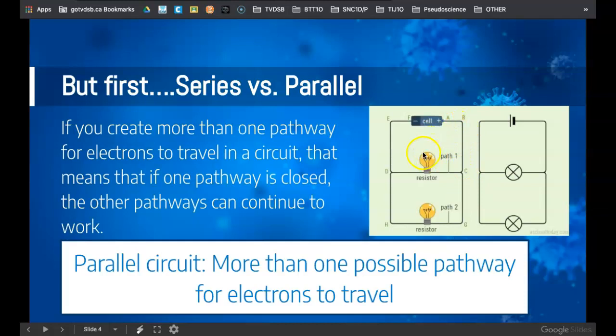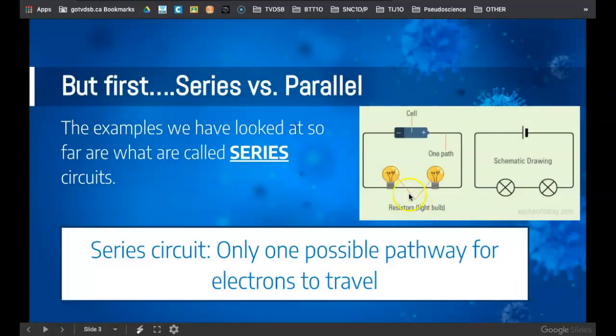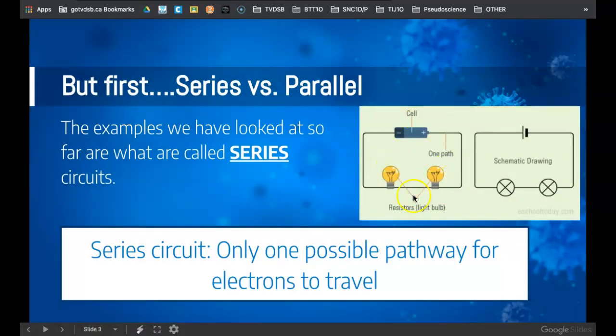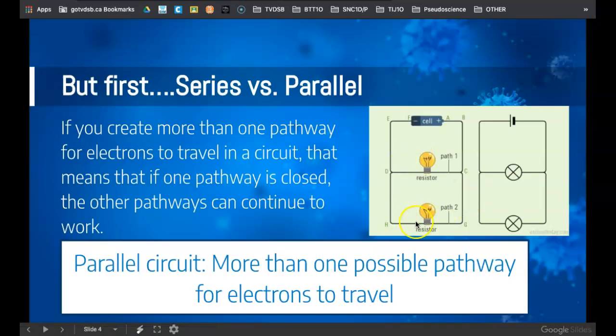Right? So that way, if this light bulb burns out, for example, this light bulb will still stay on. If this light bulb burned out, everything turns off, because there's no way for the electrons to get from this side to this side. So in this scenario, one light bulb burns out, they both turn off. In this scenario, one light bulb burns out, this one will still stay on. Okay, so there are situations where this might be better. It kind of depends on what you want to do with your circuit.